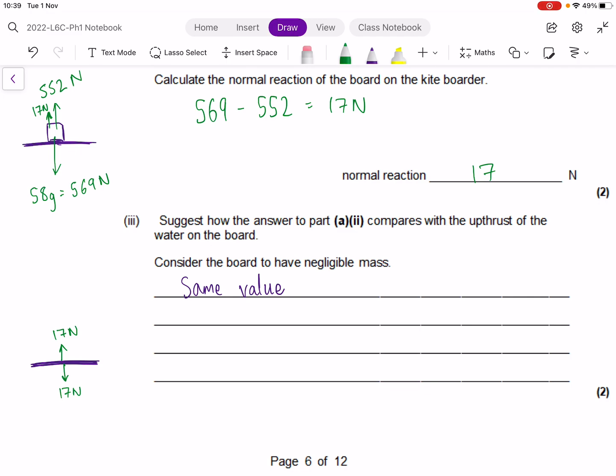This is a little bit of a Newton's third law question, so we'll study it in more detail in the future. But we could say the board is in equilibrium. So no net force. No resultant.